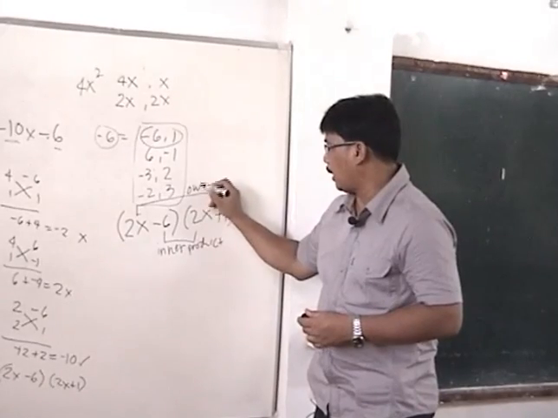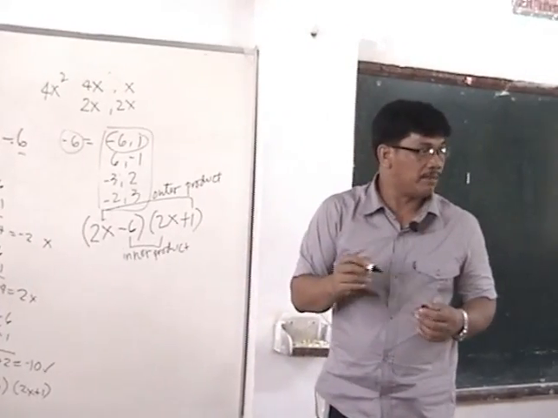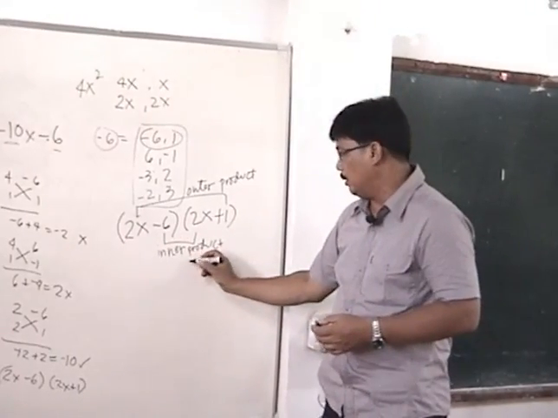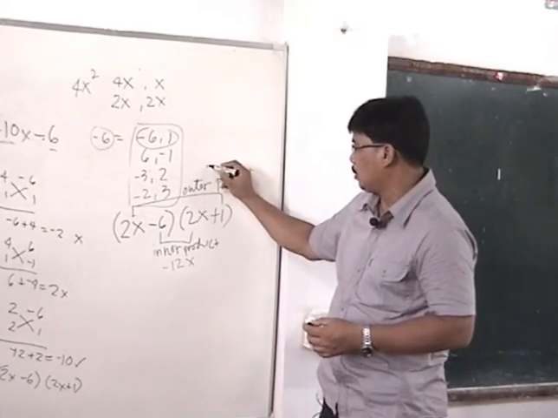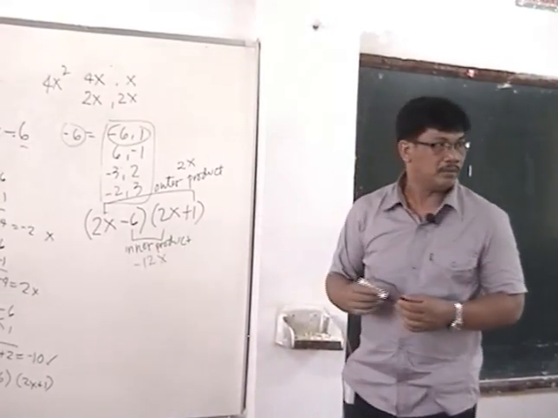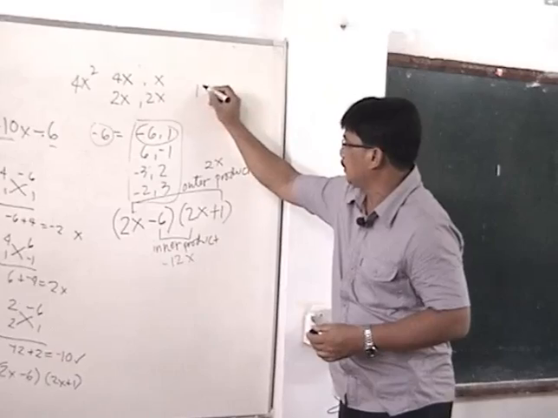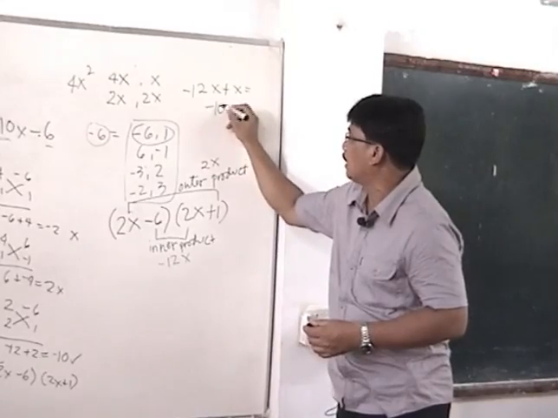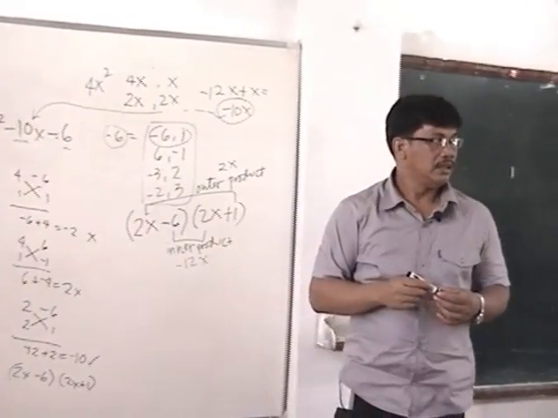That is now the outer product. This is on how to determine if your answer is correct or not. So what is now the product of the inner product? You have negative 12x and the outer product is 2x. You take the sum of the outer and the inner product. What do you think is the answer, class? Negative 12x plus 2x, we got negative 10x, which is exactly equal to your middle term.